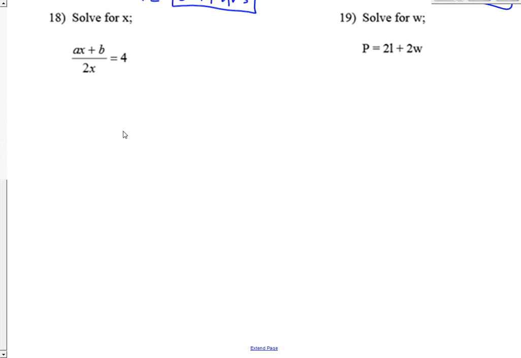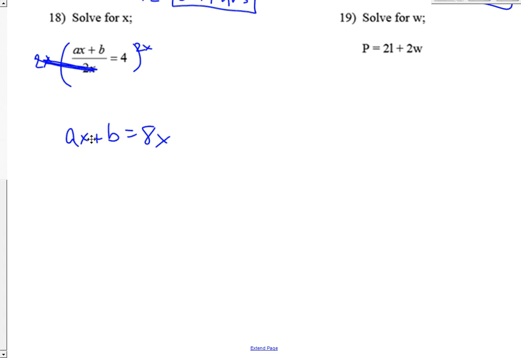Okay, and now here we're going to solve for x. We have a bunch of variables here, so we need to move some things around and somehow get the x's on one side so that we can get x by itself. First, I see I have a fraction here, so I'm going to multiply by the denominator of 2x on both sides. On the left-hand side, it'll cancel out, and I will have x plus b. On the right-hand side, I have 4 times the 2x, which is 8x.